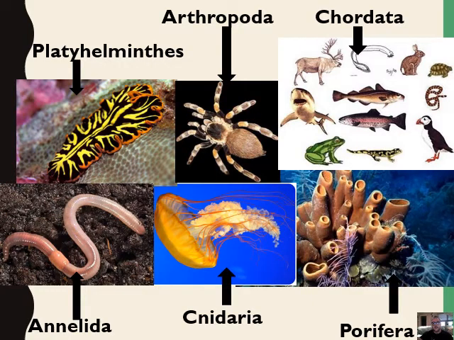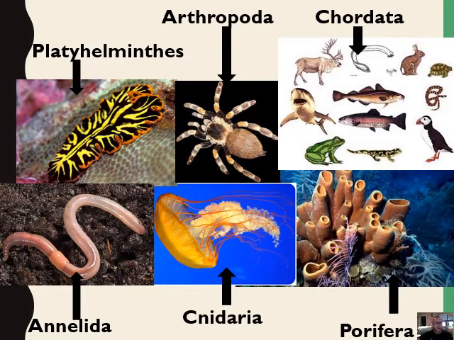All right, these are the 6 phyla we're going to be talking about. We're going to be talking about the Porifera in the bottom right-hand corner. Then we'll be doing the Cnidaria, which is in the bottom middle. Then we'll be talking about the Platyhelminthes, the Annelids, the Arthropods, and the Chordates. You as a human are there in the Chordates.